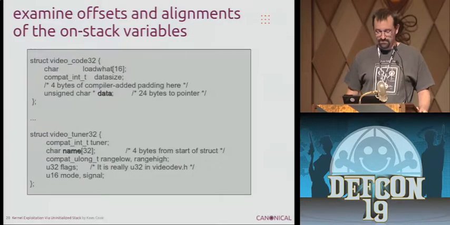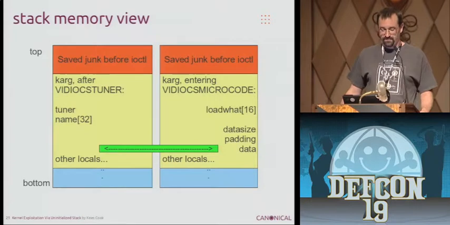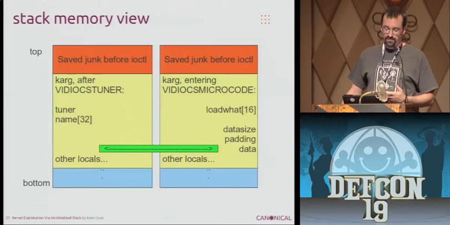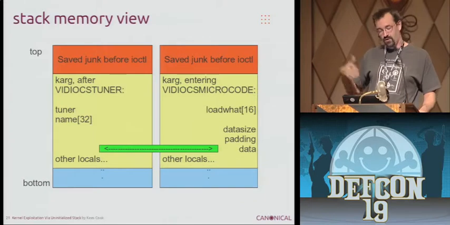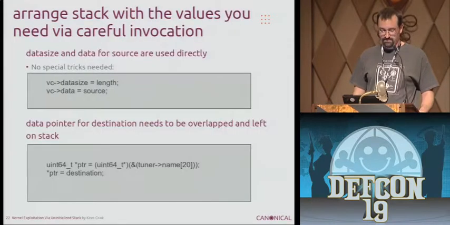So looking at it more graphically, there's all the crap before the I/O control on the stack. And then after we've returned from the tuner I/O control, what's left on the stack is whatever we had put in that structure. And then we can go and call the microcode function, and whatever was there will end up inside the data field. And there are no special tricks for data size and for the length and source that we're doing. The only thing we need to do is calculate, and that's the C for just quickly calculating where we are offset inside the other structure.